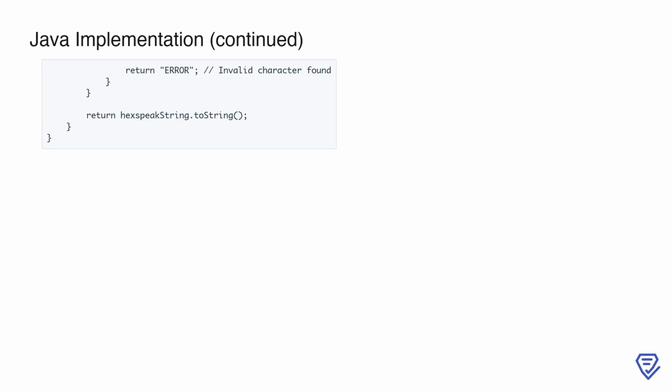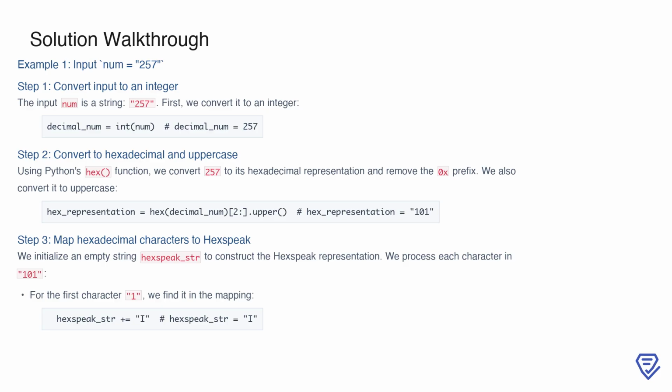On the other hand, if all characters in the hexadecimal string are valid, we complete the iteration and convert the string builder to a string using the toString method. This string, which represents the Hexspeak version of the input number, is then returned as the final result. By carefully handling invalid cases and leveraging the mapping, this implementation guarantees that the output adheres strictly to the rules of Hexspeak. In this example, we start with the input string num equal to 257.